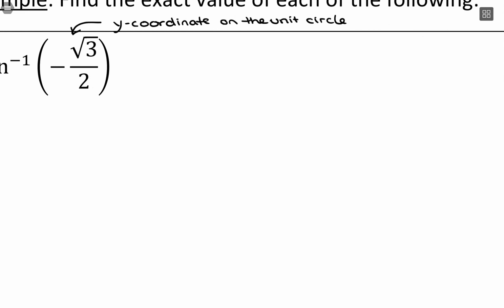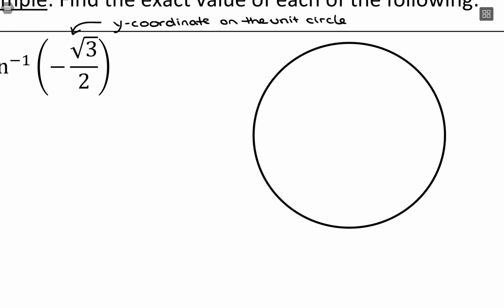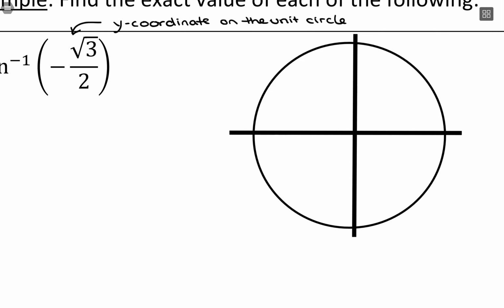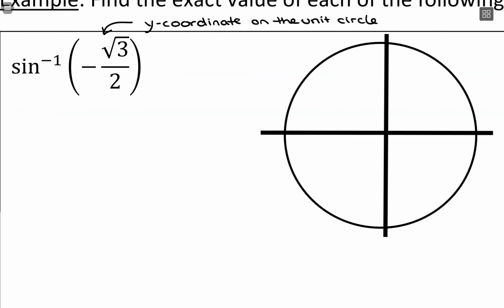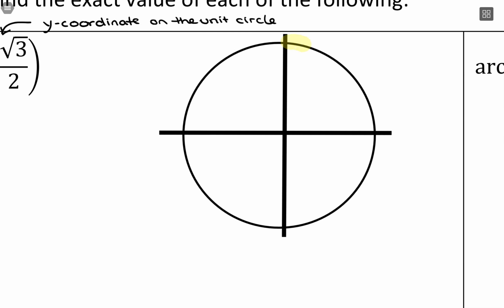So let me draw a sketch of what we're doing here. We're looking for an angle measurement, and that's really what this is saying. It's saying find our angle measurement given that we have this y-coordinate of -√3/2. Now, as soon as I see that we're working with an inverse function, I want to think about limiting the part of the unit circle I'm looking at. I want to only be on this part of the unit circle.